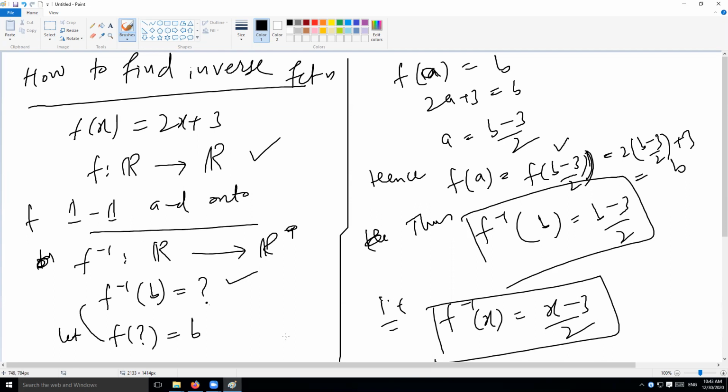Okay? So this is actually a trick to find the inverse of a function. But this trick really works in calculus actually. It really works in calculus.